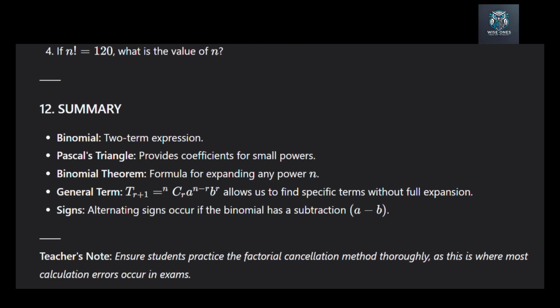Finally, let us do a summary of what we learned today. Section 12. A binomial is a two-term expression. Pascal's triangle provides coefficients for small powers. The binomial theorem is the formula for expanding any power n. The general term formula allows us to find specific terms without full expansion. And remember, alternating signs occur if the binomial has a subtraction.